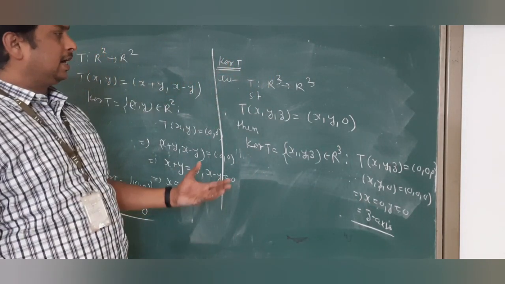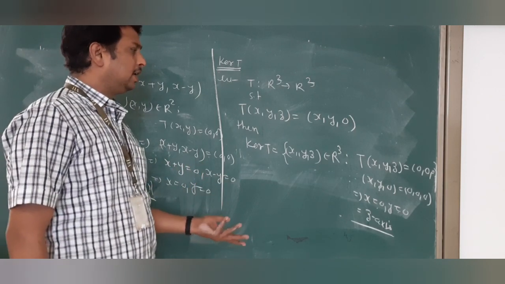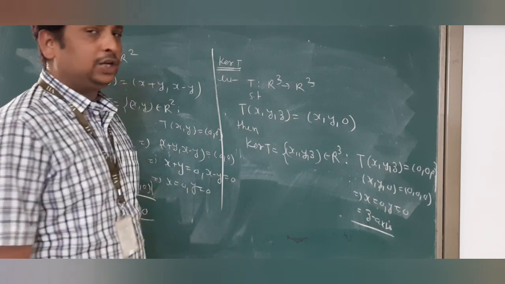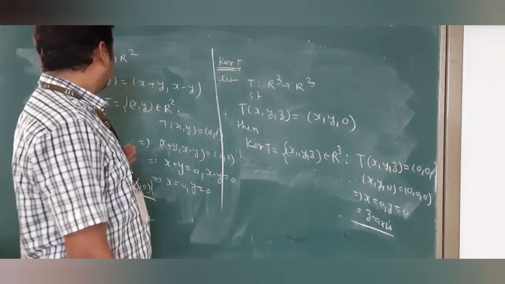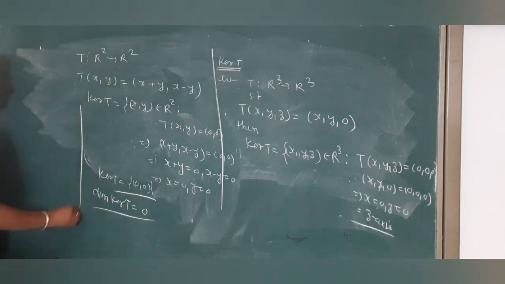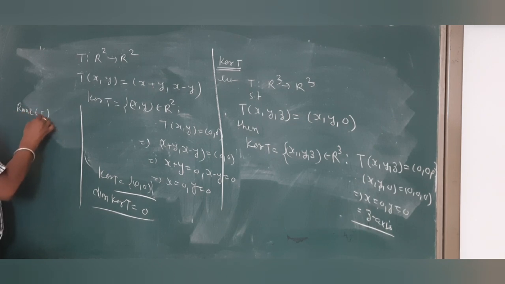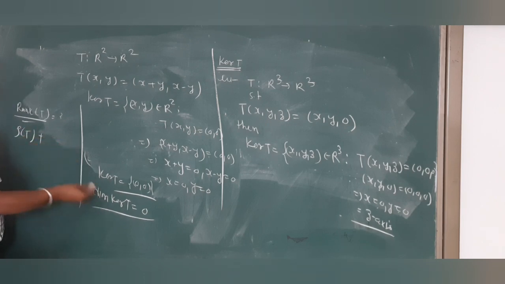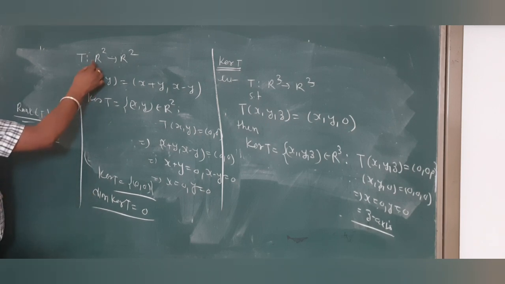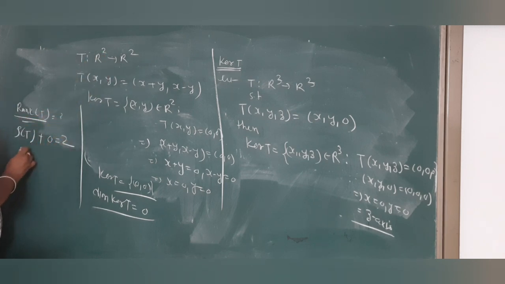So in that way we calculate kernel T. Once you know kernel T, then easily you can go for, suppose for this, what is the rank T? Rank of T is what? Use rank nullity theorem. So rank T, dimension of kernel T is 0. What is dimension of V? 1, 2. So rank T also.